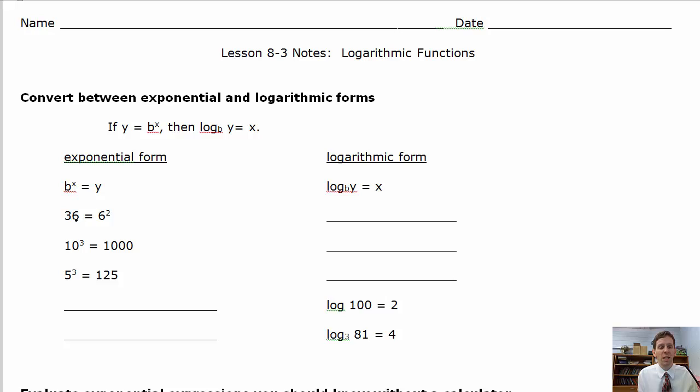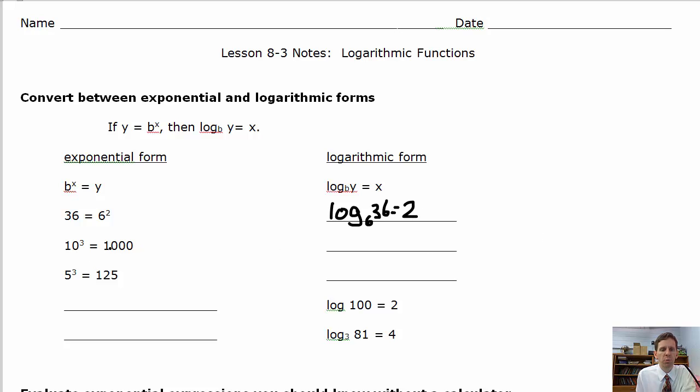So if we have the statement 36 equals 6 squared, 6 is your base, 2 is your exponent. In logarithmic form, what we would say is log. We take the base, which is the number before the exponent, in this case 6, so it becomes our subscript. The exponent 2 is not written next to it this time. The exponent goes on the other side, and the 36 goes next to this 6. So we have log base 6 of 36 equals 2.